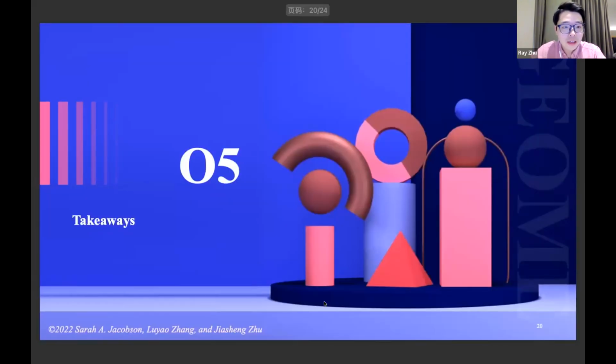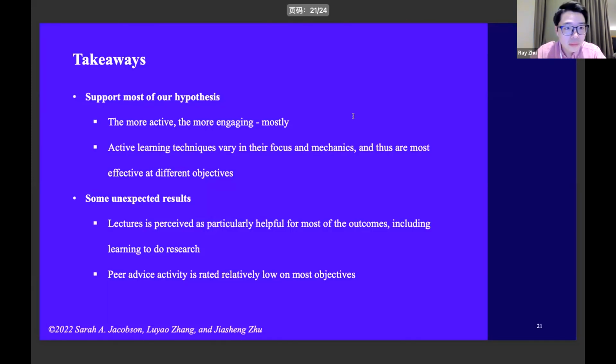So the last part is about the takeaways. We are delighted to see that most of the results actually support our hypothesis. Like the first hypothesis, the more active, the more engaging. Our data mostly support our first hypothesis.